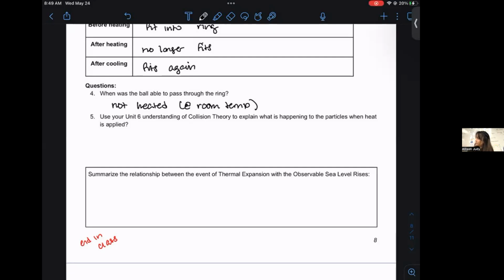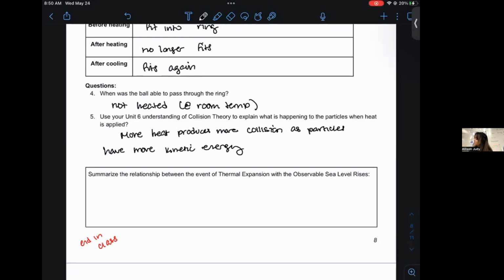Basically there's more colliding. So heat causes collision within particles, which makes them move faster, and collide more, which makes them spread out more because you need space to do that. Okay. So in this case, the sea levels are rising because they have this colliding particles. Okay, so one aspect of the sea levels rising is that.